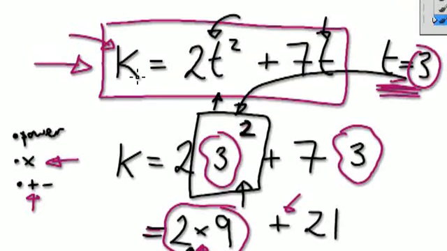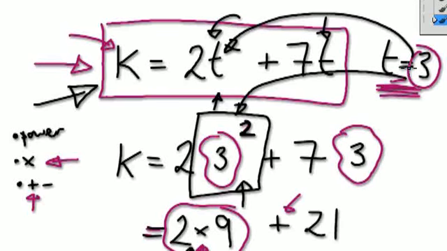So basically, when someone gives us a formula like this, you just look at it and follow the instructions. It's telling you to do blah blah blah blah. So you just put the 3 into the t, and then into the t here. Okay. So let me give you another example.